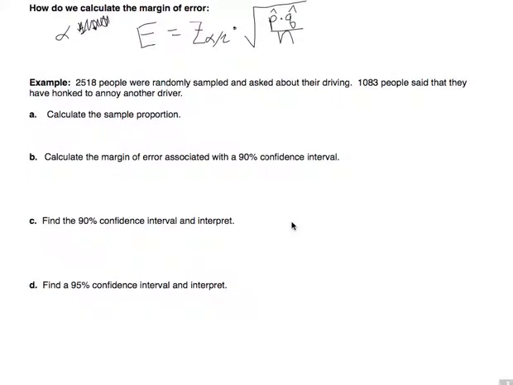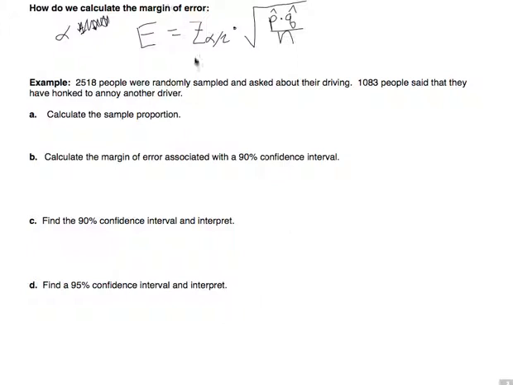2,518 people were randomly sampled and asked about their driving. 1,083 people said that they have honked to annoy another driver. This is just a sample, right? This is not everybody who drives, just a sample. I would recommend going over the requirements, and if you watch the Minitab video that I go over this example with, I mention the requirements in that as well. But I do want to say that the requirements are met for us to use the confidence interval. We can create a confidence interval.